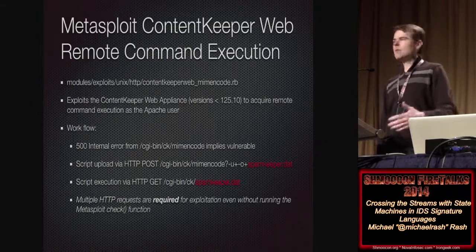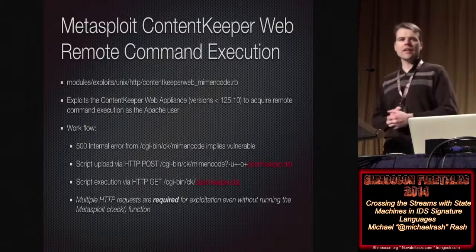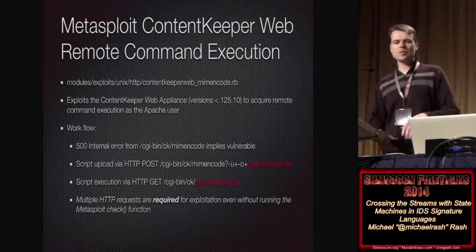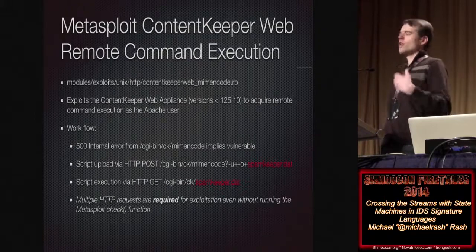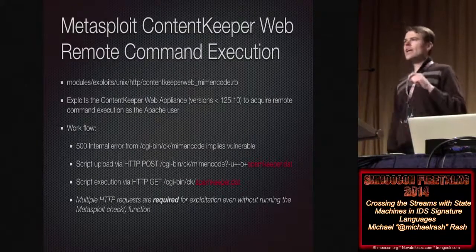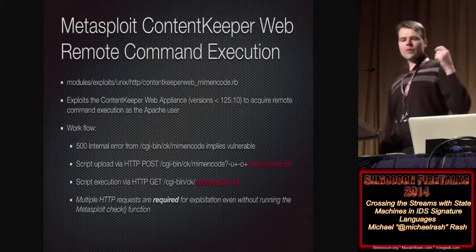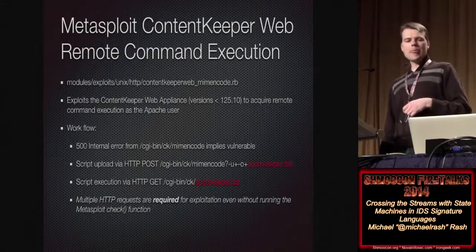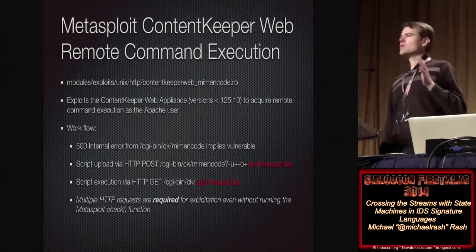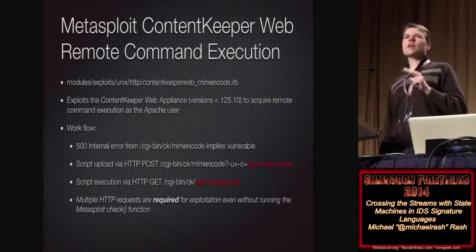And this spamkeeper.dat is a file that is influenceable by the attacker, and that's where the base64 encoded Perl script is uploaded, and then is executed via a follow-on HTTP GET call. So even independently of the Metasploit check function, which looks for a violent internal error from that same ContentKeeper script, even in the absence of that, reliable exploitation requires two TCP conversations.